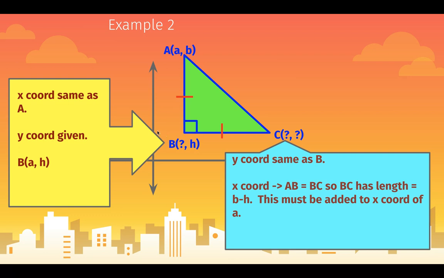But there's also this little piece over here. So to go from the origin, or the 0, all the way out to point C, you would also have to add this little a piece. So that means that the coordinates of C are a plus b minus h, comma h.